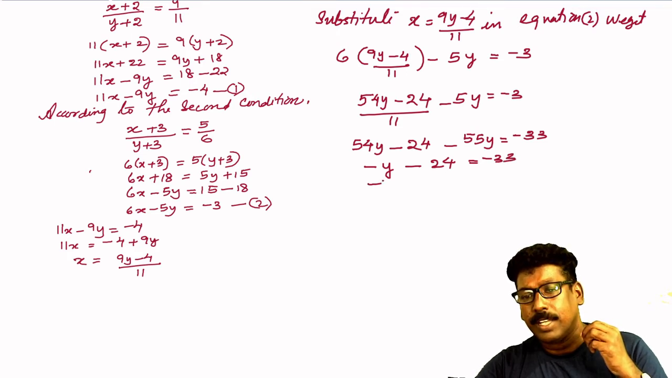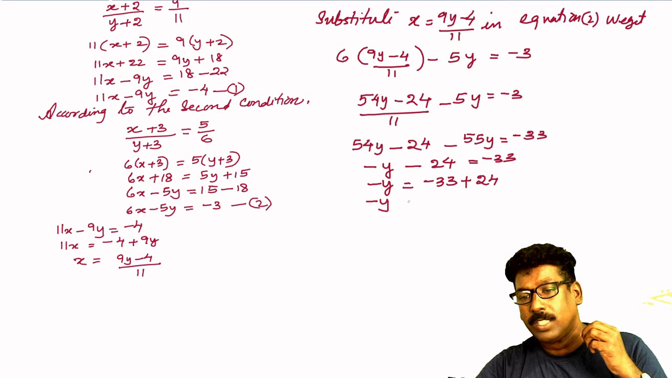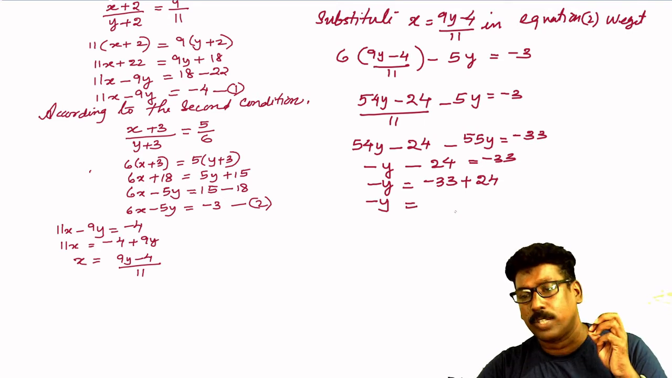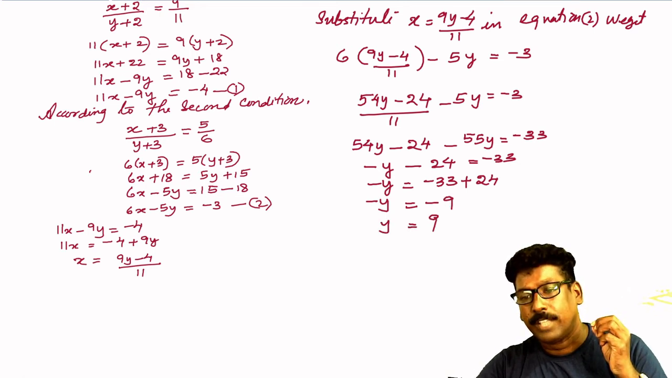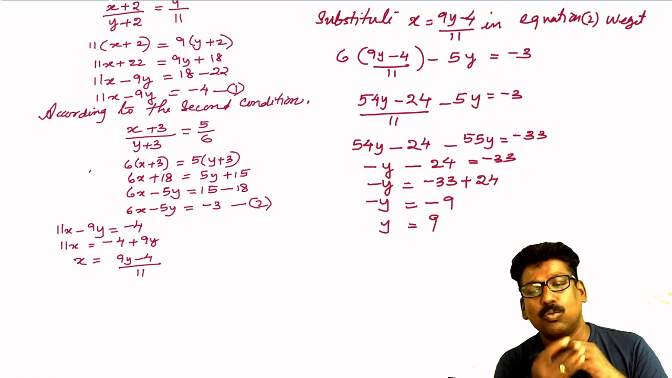That is negative y is equal to negative 33 plus 24. That is negative y is equal to negative 33 plus 24, which is negative 9. That means y is equal to 9. Negative 9 by negative 1 is equal to positive 9. Now you got the value of y.